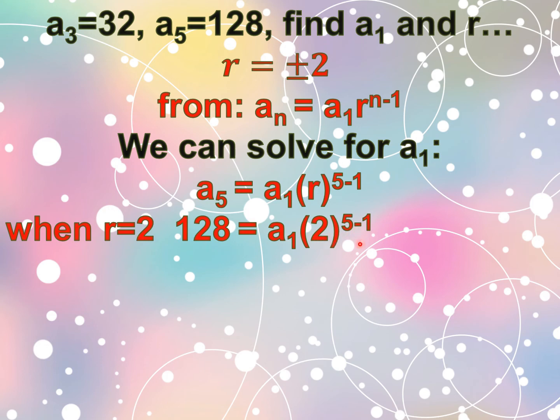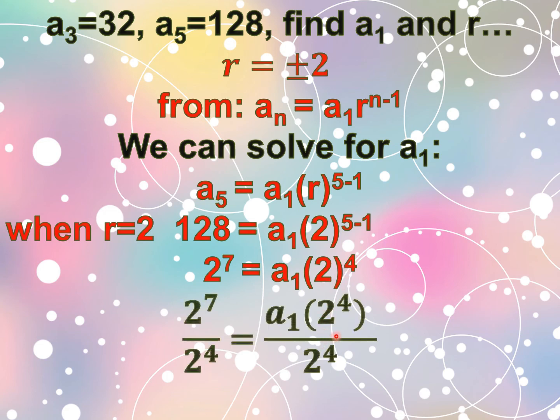Then, simplify, 5 minus 1, magiging 4 na ang exponent ng 2 natin. And then, yung 128, gawin ulit natin exponential form, that is 2 raised to 7. And then, para ma-remove natin yung 2 raised to 4 dito sa right side, magdi-divide both sides tayo by 2 raised to 4. So, makakancel na yung 2 raised to 4 dito sa right side. Dito naman sa left side, madi-divide siya sa 2 raised to 4.